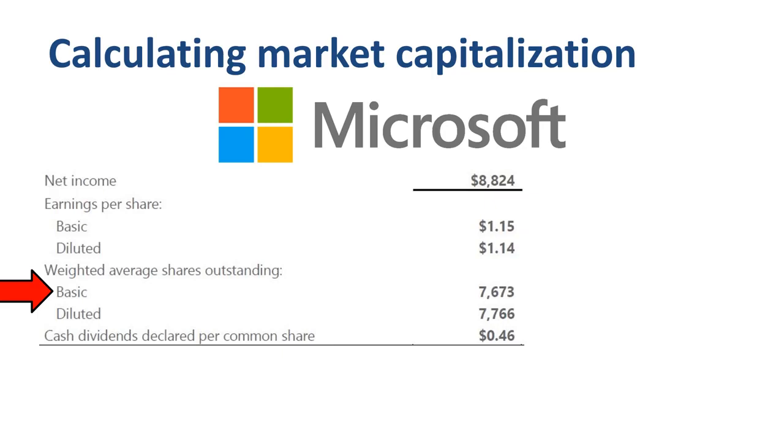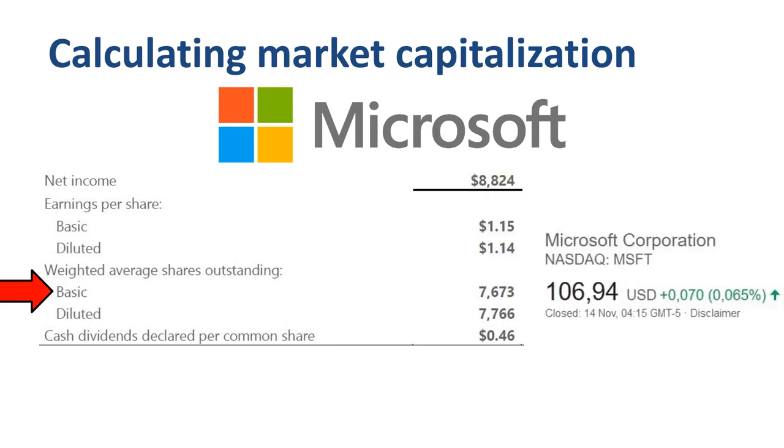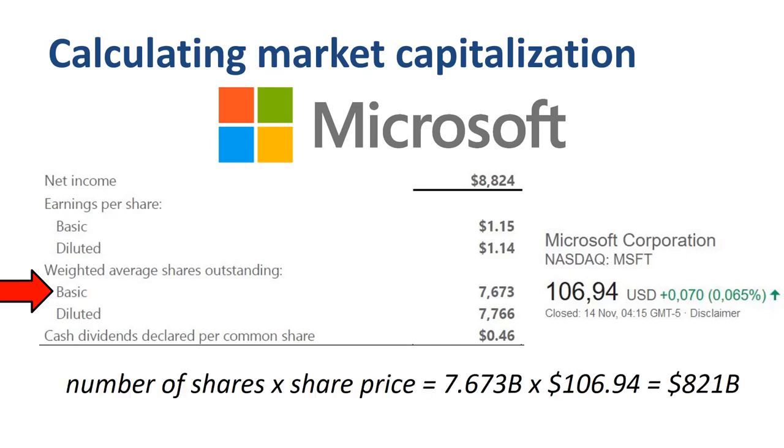The second data point we need is the share price. The closing share price for Microsoft on November 13, 2018 was almost $107 per share. To calculate market capitalization, all we need to do is to multiply the number of outstanding shares by the share price. In the case of Microsoft, on November 13, 2018, the market cap was $821 billion, which on that date makes it one of the 3 biggest companies in the world in terms of market capitalization.